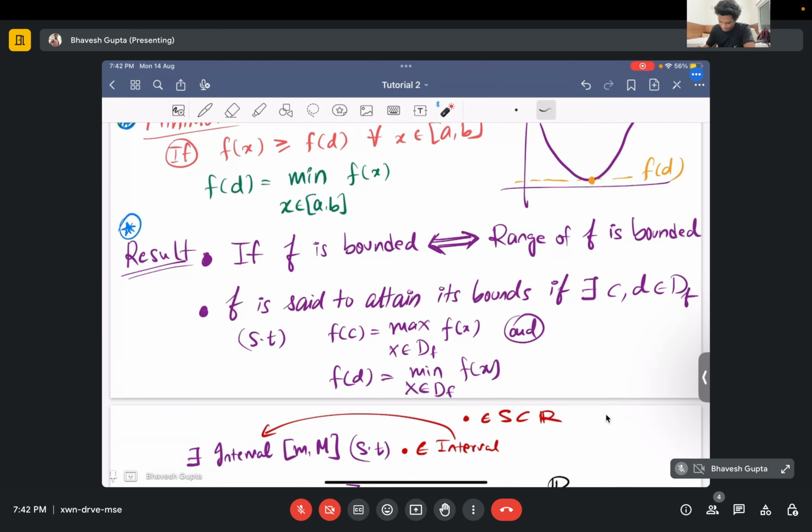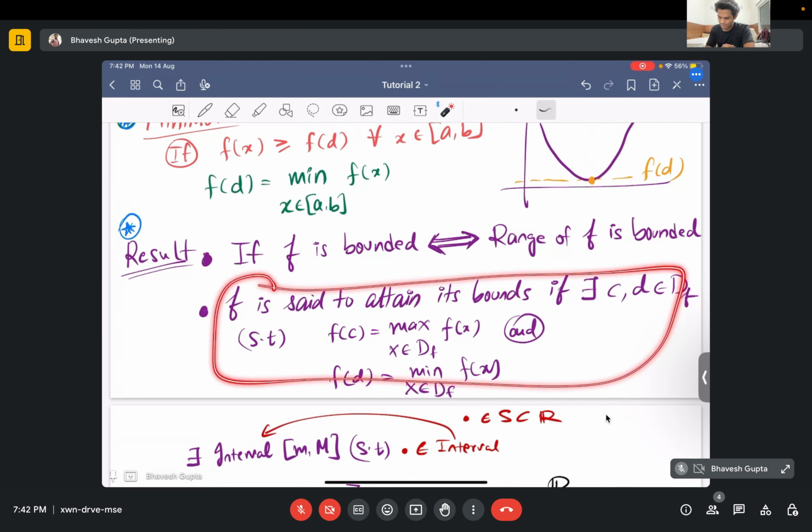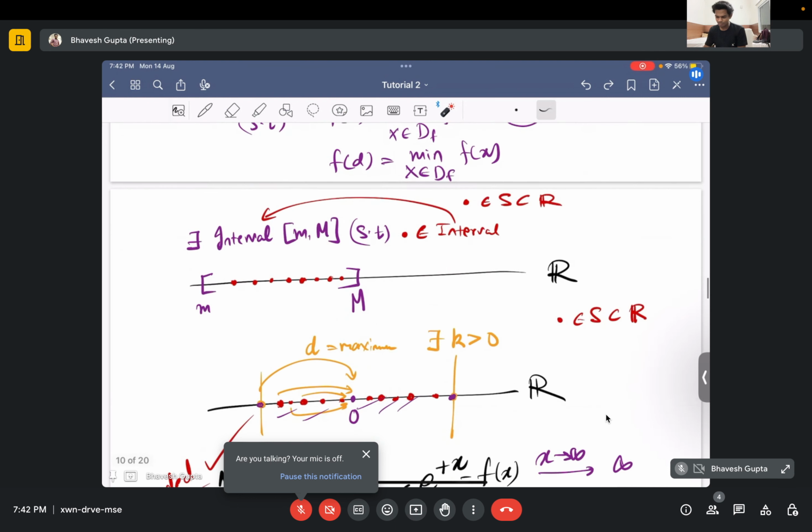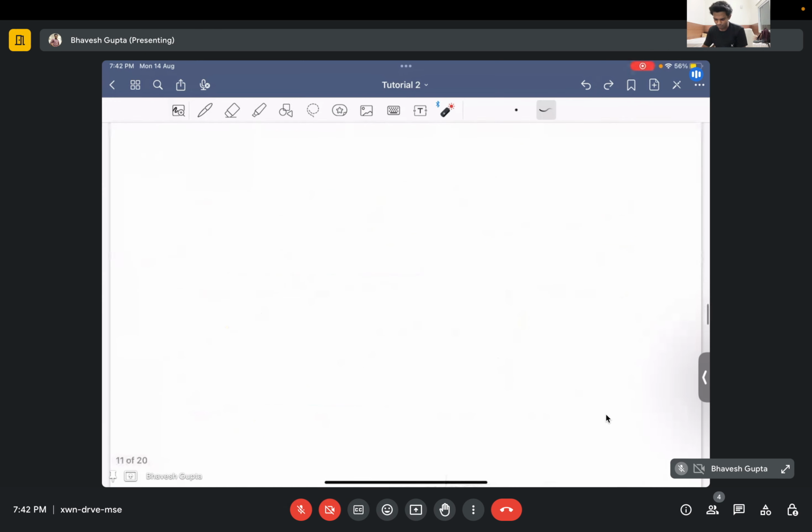So this is what we say, that a function is said to attain its bound when we have this situation, when there exist certain inputs for which, if we calculate the value, that turns out to be the maximum and the minimum of the function correspondingly. So that's the whole idea of it. Now we will move out to the next point.